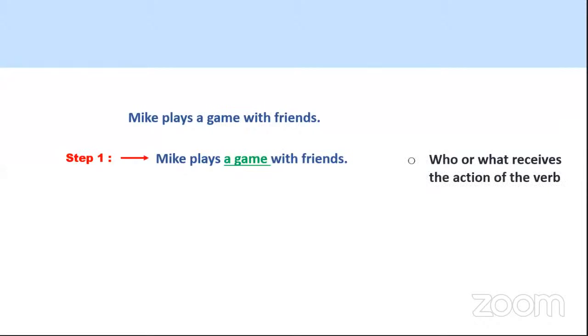Direct object is who or what receives the action of the verb. That means you make a question like this. Mike plays what? A game. Answer is a game. So it is the direct object here. So you have to take it to the initial position, means subject position.